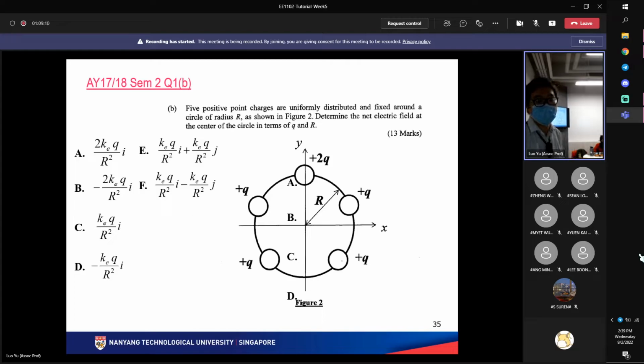Since you cannot form a group, you can just try it yourself. Once you're done, you can type your answer in the chat room. Try to solve this one. As I said, you can solve this question purely with symmetry.